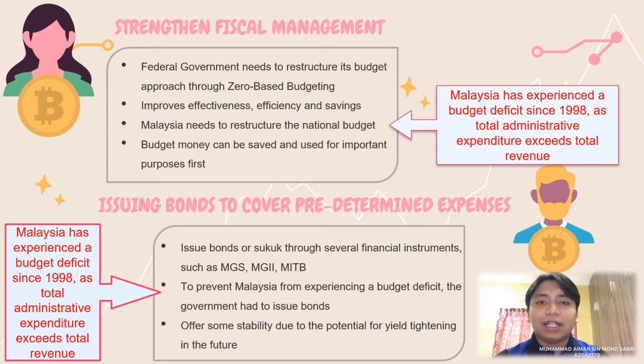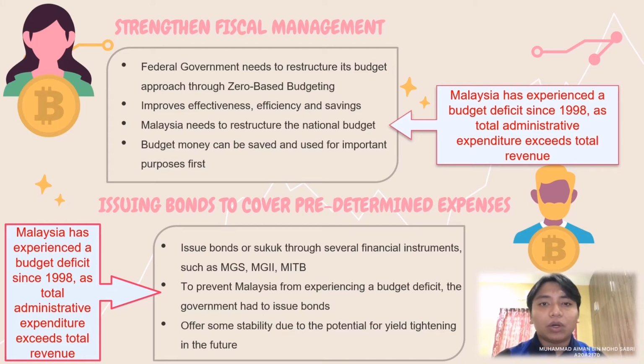As in the case study above, Malaysia has experienced a budget deficit since 1998 as total administrative expenditure exceeds total revenue. So, to overcome this problem, Malaysia needs to restructure the national budget. Budget money can be saved and used for important purposes first.